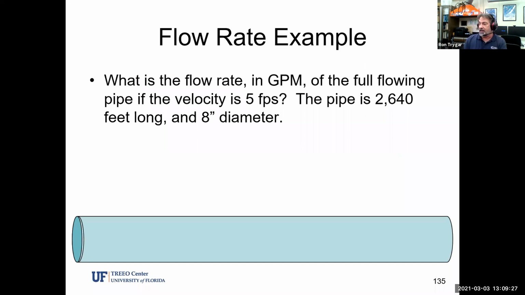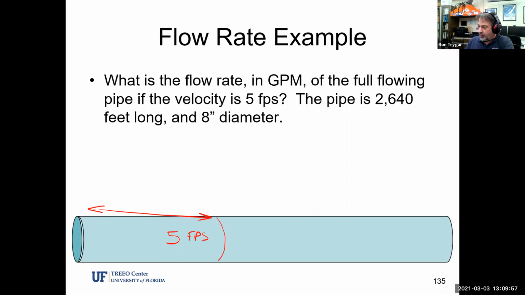What is the flow rate in gallons per minute of the full flowing pipe if the velocity is 5 feet per second? The pipe is 2,640 feet long and it's 8 inches in diameter. All right, so let's look at this piece of pipe here. We've got a flow rate of 5 feet per second. That means that for every second of time, it's flowing 5 feet.